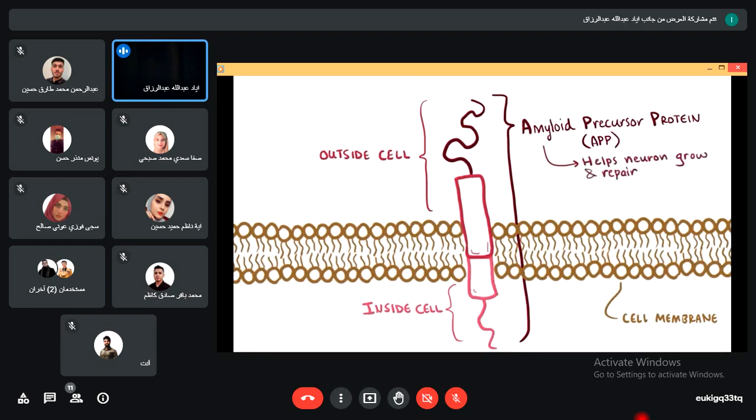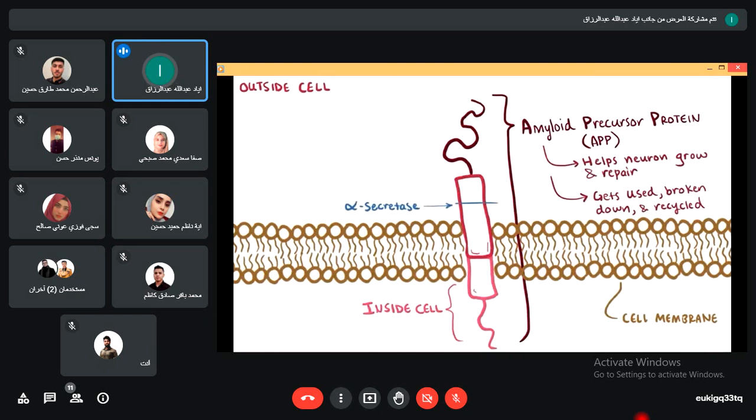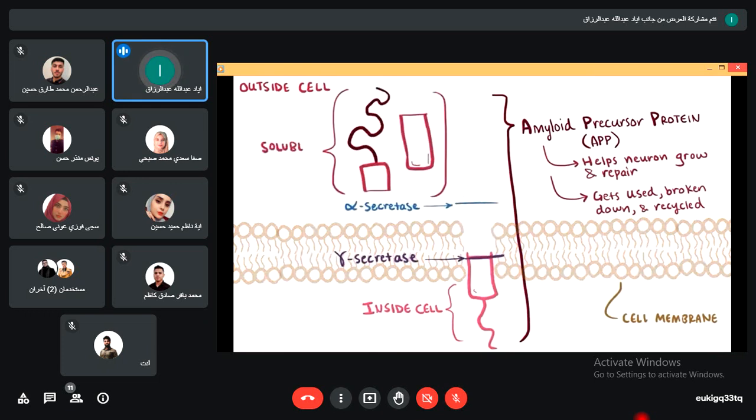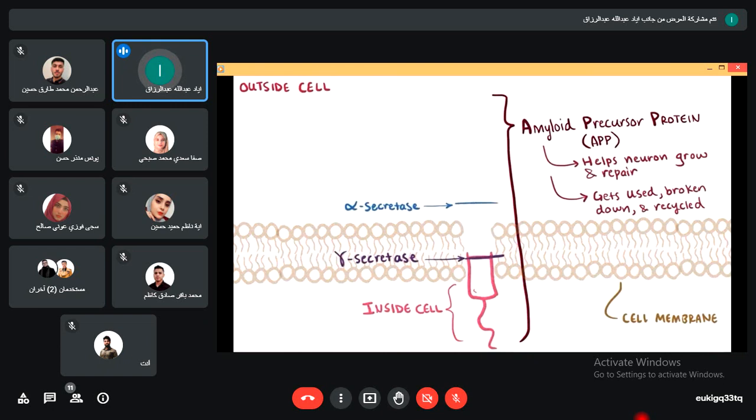Since APP is a protein, just like other proteins, it gets used and over time it gets broken down and recycled. Normally, it gets chopped up by an enzyme called alpha secretase and its buddy, gamma secretase. This chopped up peptide's soluble and goes away, and everything's all good. If another enzyme, beta secretase, teams up with gamma secretase instead, then we've got a problem. And this leftover fragment isn't soluble and creates a monomer called amyloid beta.